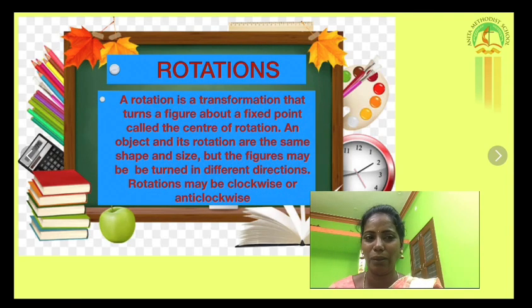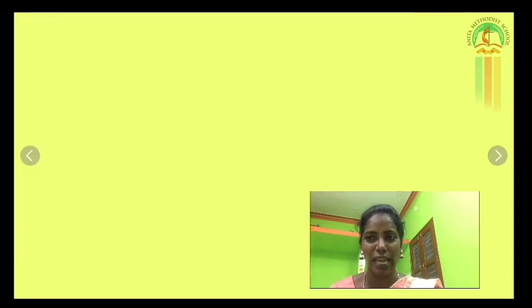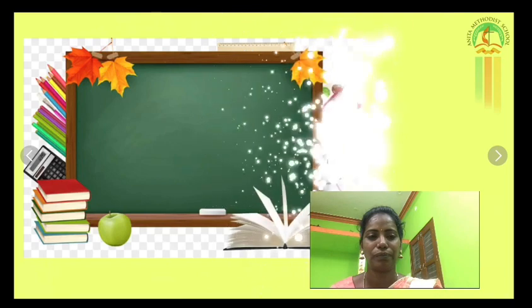Children, repeat with me. A rotation is a transformation that turns a figure about a fixed point called the center of rotation. An object and its rotations are the same shape and size, but the figures may be turned in different directions. Rotations may be clockwise or anti-clockwise.